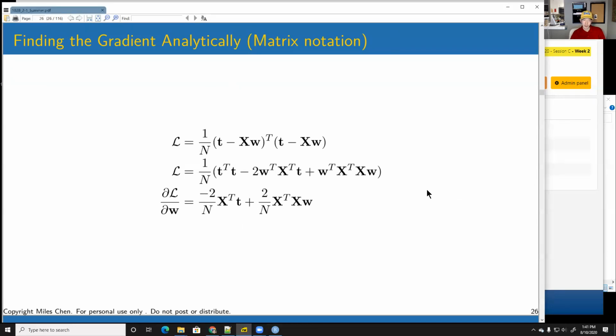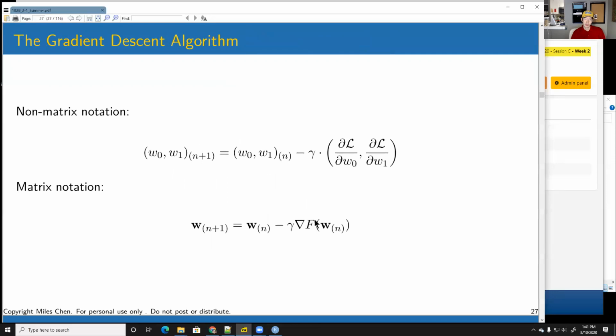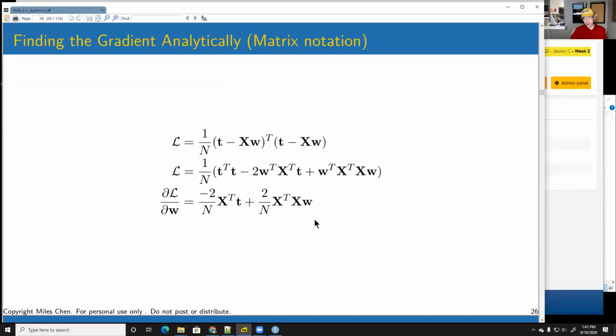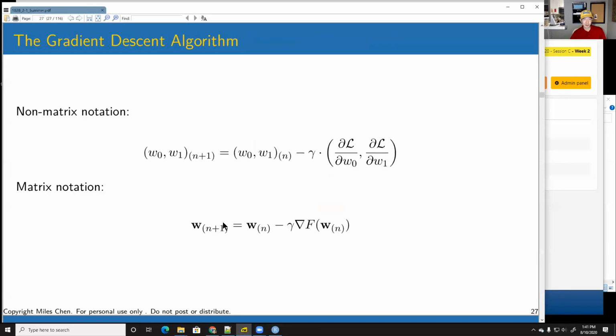Okay, so our gradient is minus 2 over n X transpose T plus 2 over n X transpose X W. I did that quickly, but I'm hoping this at least looks familiar from some previous slides in an earlier lecture. You can go back a lecture or two and find the slides that show how we found the gradient.